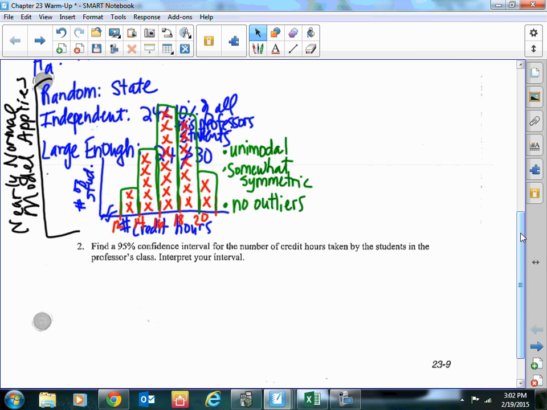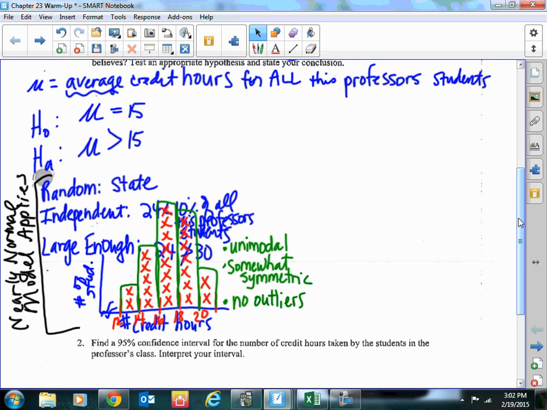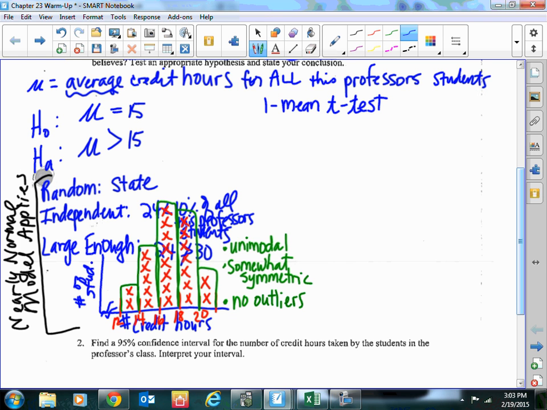All right, so there's that. Now I'm ready to do my work. So I've done P, I've done H, I've done A. The name of the test is a one mean t-test, or you could say one sample t-test for means.